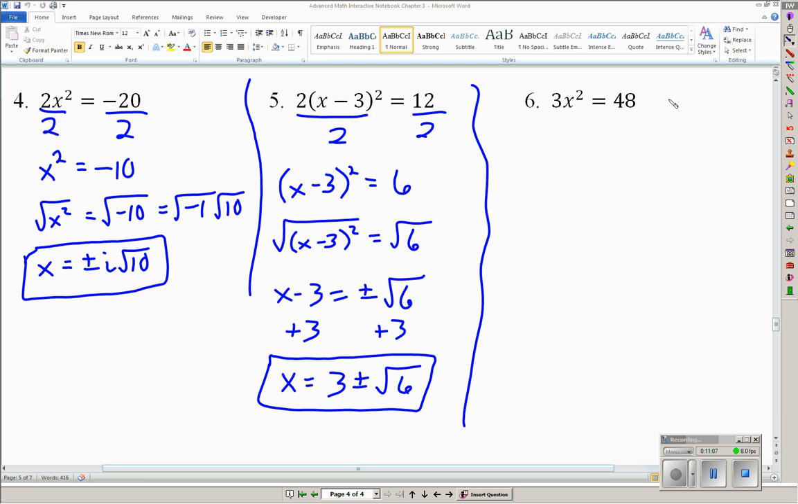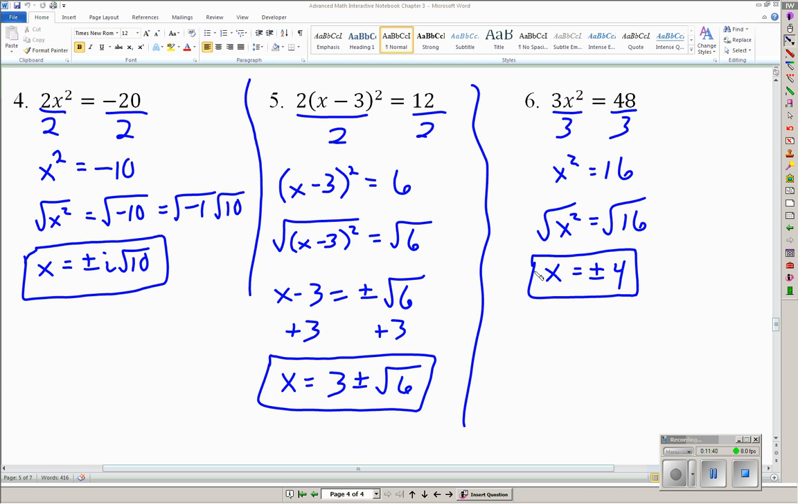How about 3x squared equals 48? Get it solved for the perfect square, so we'll divide both sides by 3. x squared is 16. Then square root each side. The square root of x squared is x, and the square root of 16 is 4, and that'll be a plus or minus 4. So negative 4 and positive 4 are the solutions there.